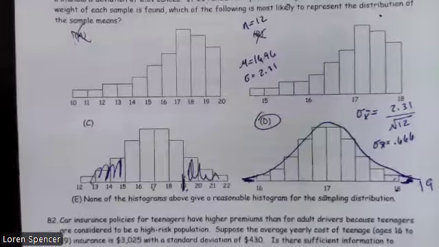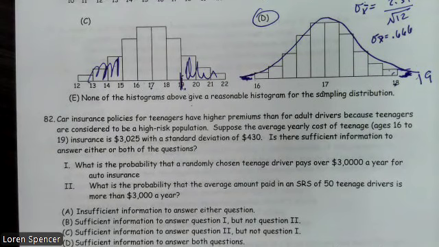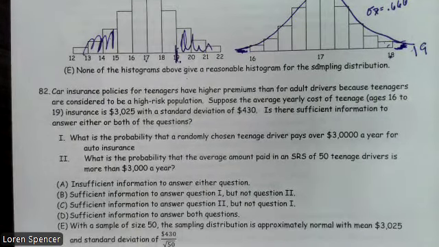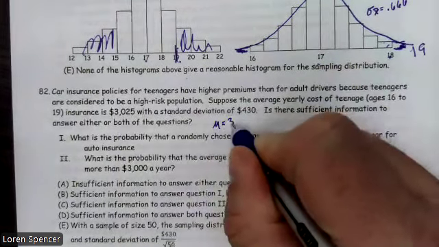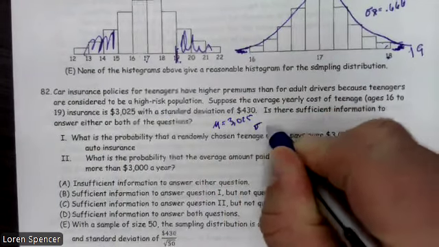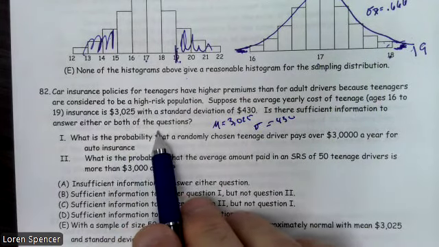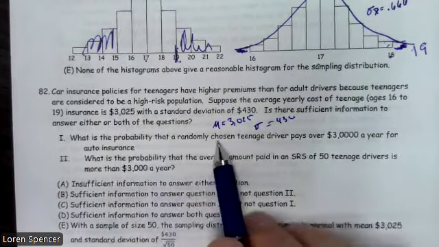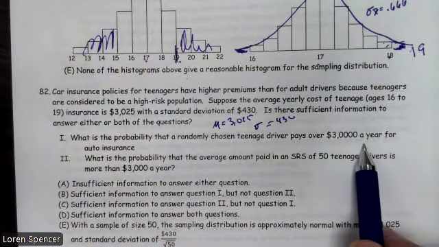All right, number 82. Car insurance policies for teenagers have higher premiums than for adult drivers because teenagers are considered to be a high risk population. Suppose the average yearly cost of insurance for teenagers ages 16 to 19 is 3,025. So the mean is 3,025 with a standard deviation of 430. Is there sufficient information to answer either or both of these questions? What's the probability a randomly chosen teenager pays over 3,000 a year for auto insurance?